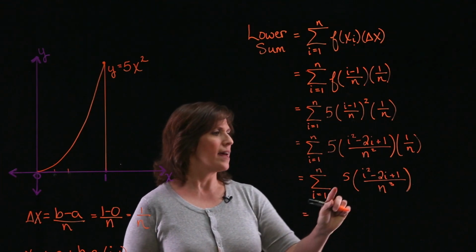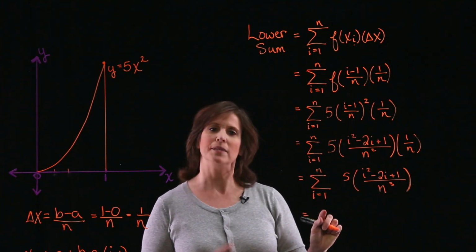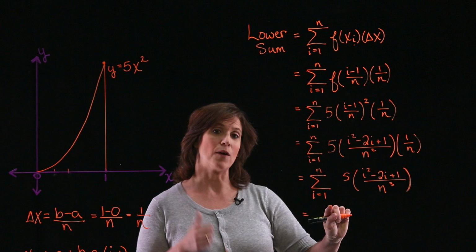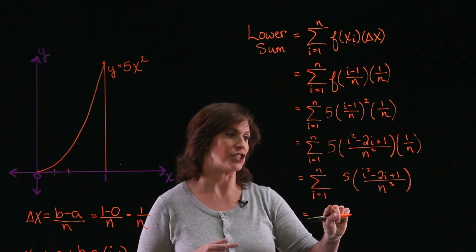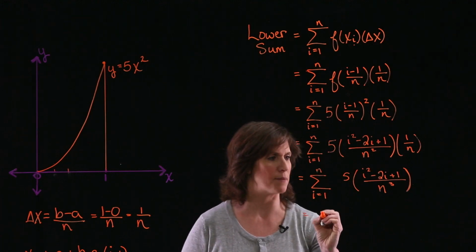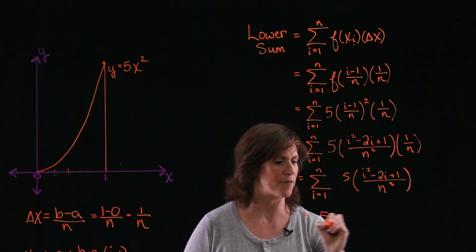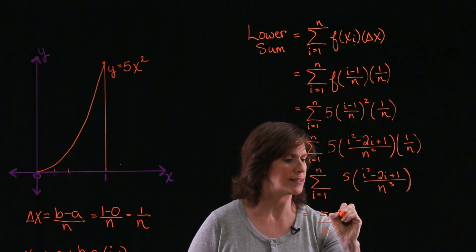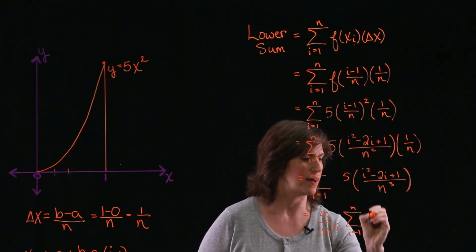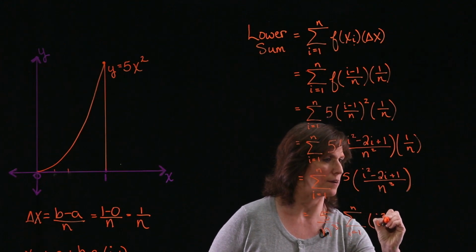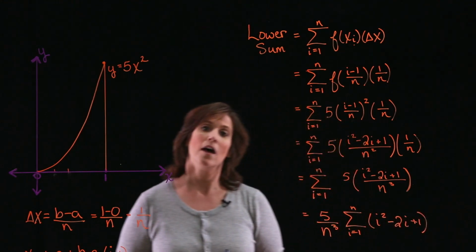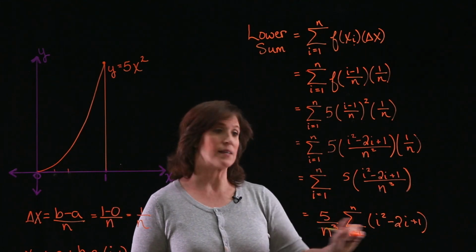And now I notice that 5 over n cubed is really constant when you're looking at the sum from i equal 1 to n. i is the thing that's changing. So that 5 over n cubed I can pull outside of my summation. And so I have 5 over n cubed times the sum i equal 1 to n of i squared minus 2i plus 1. All right, I'm ready to do my summation.